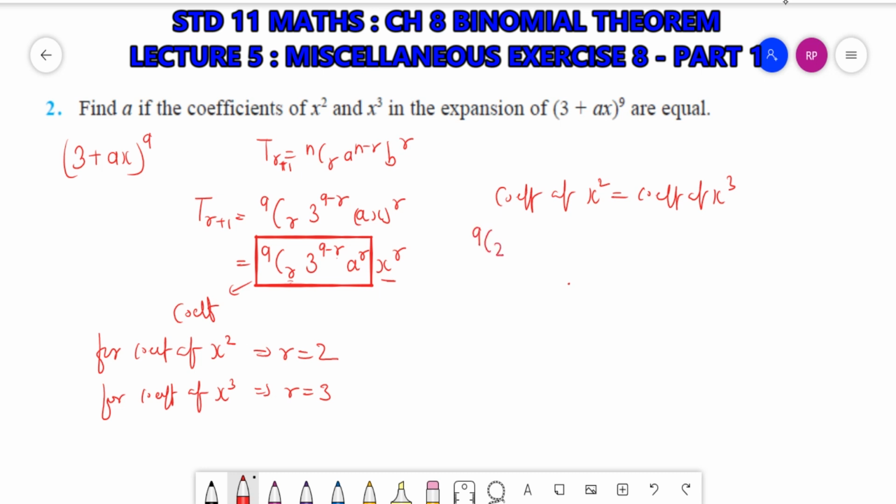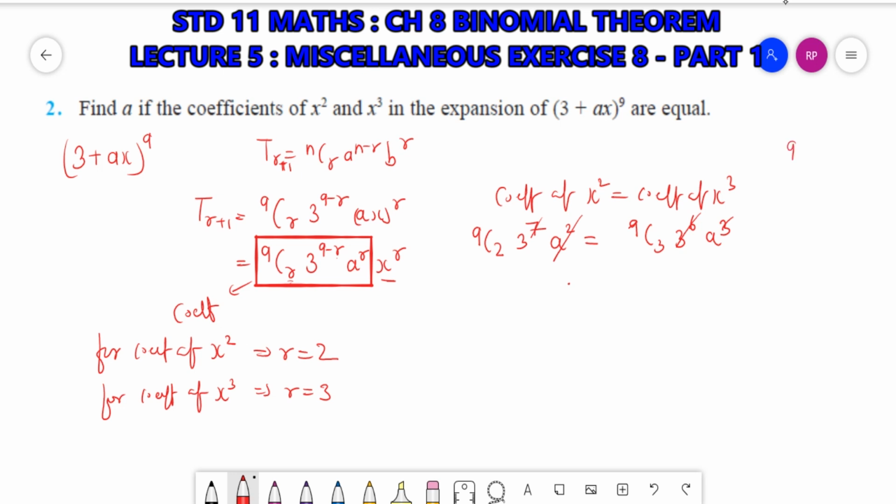For x square, 9C2 3 raised to 9 minus 2, that is 7, a square. This is equal to, for the coefficient of x cube, I will take r as 3. 9C3, 3 raised to 9 minus 3, that is 6, and a cube. 3 raised to 6 will get cancelled and a square will get cancelled.